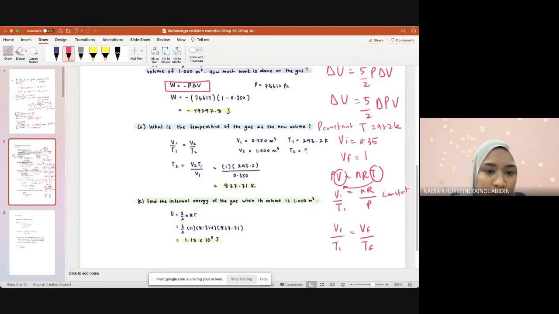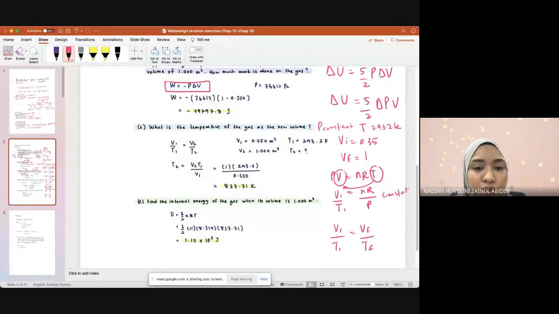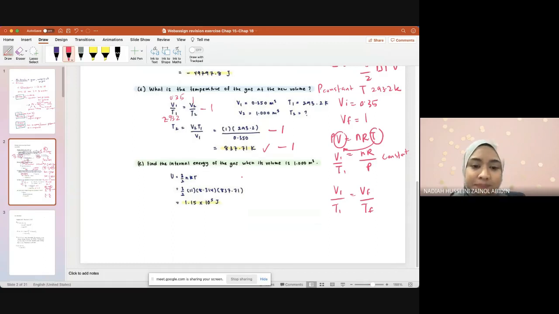Farah did this by using V1, T1 equals V2, T2. Boleh juga. Okay, so this is your V initial 0.35, 293.2. Your final V is 1, you are trying to find T2 lah. Okay, so this is correct. This is the right way to do it. So I would give this answer 1 mark for the right equation, 1 mark for correct substitution, 1 mark for correct answer with units. Okay. So senang je dapat markah sebenarnya.